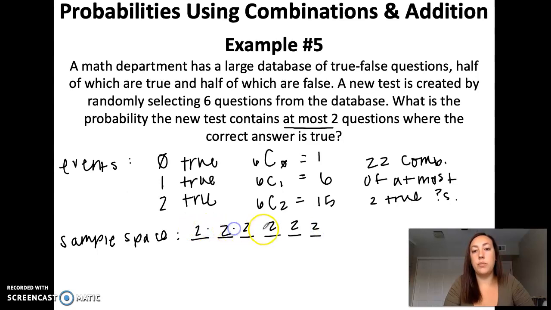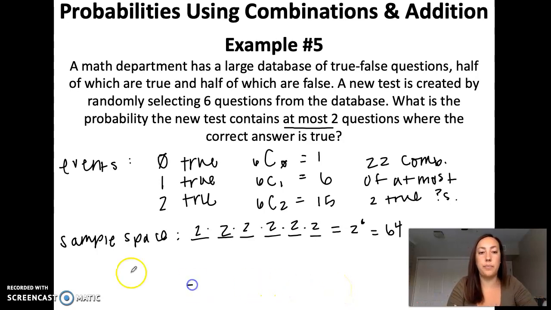And what we do is we multiply all of those together to figure out how many outcomes there are in our sample space. So this is really just 2 to the 6th power. That's a 6 up there, by the way. 2 to the 6th power, which is 64 possible outcomes in our sample space. That's how many different combinations we can have of true-false questions.